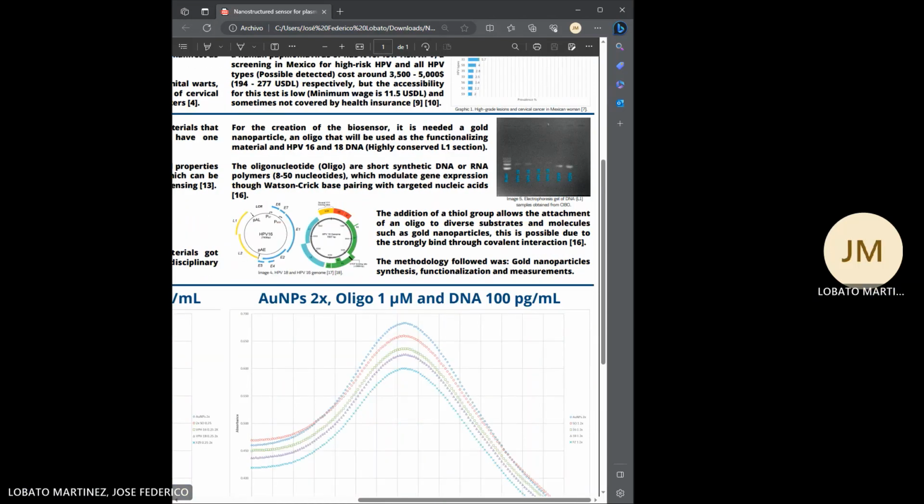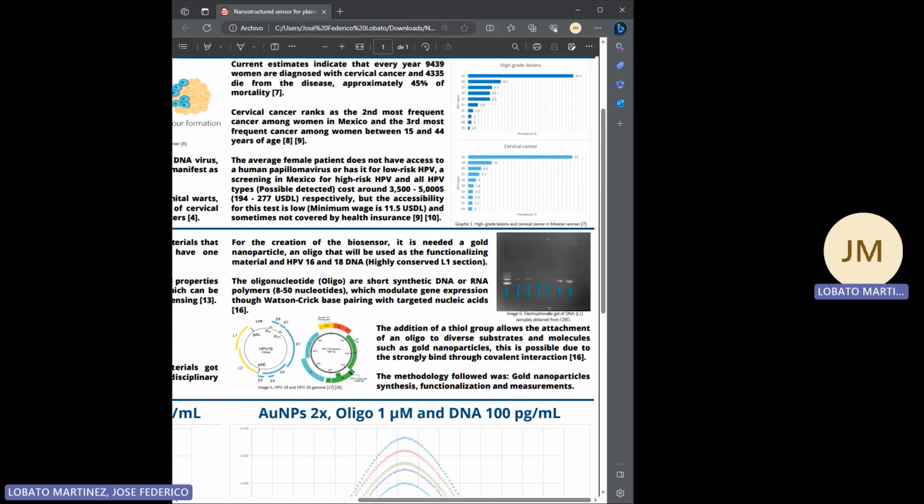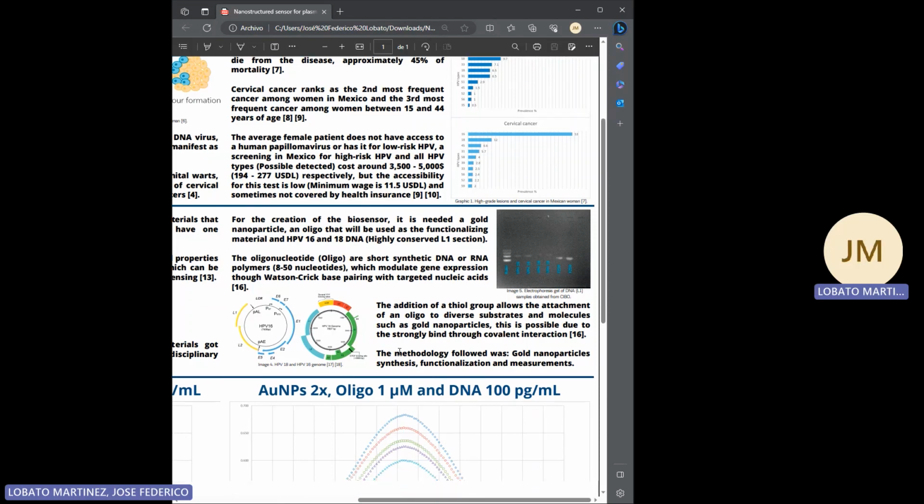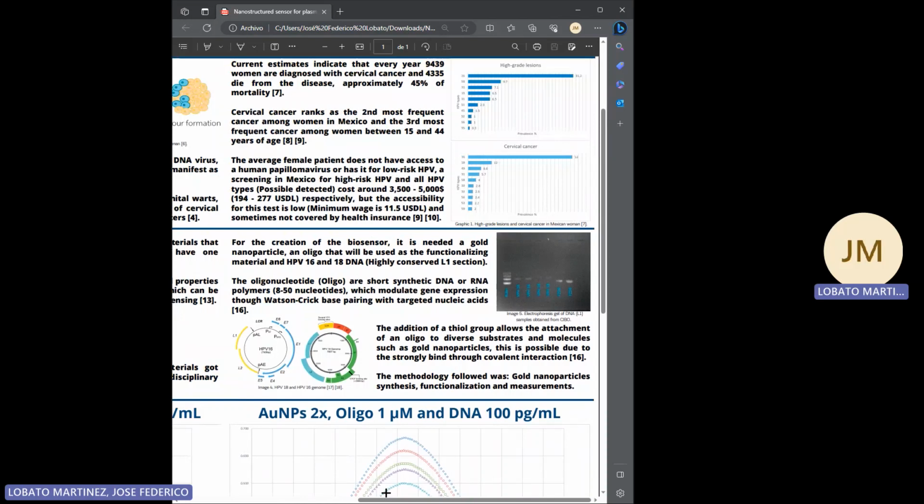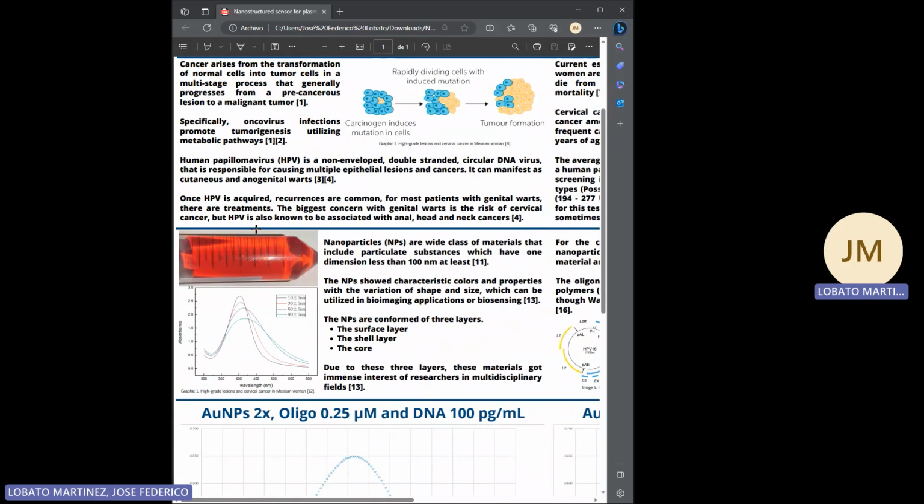And for the results, the methodology followed was first the gold nanoparticle synthesis, then the functionalization, and finally the measurements. For the synthesis, we have a photo here. We used the Turkevich method using sodium citrate, heating it up for an hour and using a gold chloride solution.